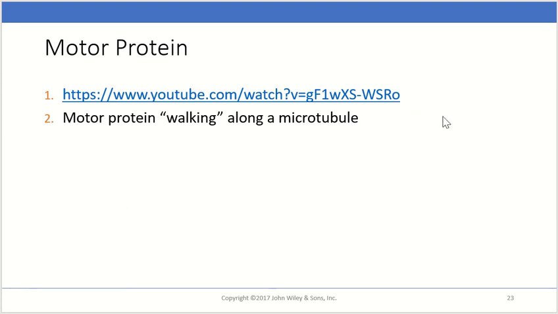If you have a copy of my slides, this link will be in there, and it basically shows a motor protein walking along that microtubule. It's a very funny visual to look at. And we understand really why it's called walking down the filaments, because it really does look like it's walking. It's very goofy looking.